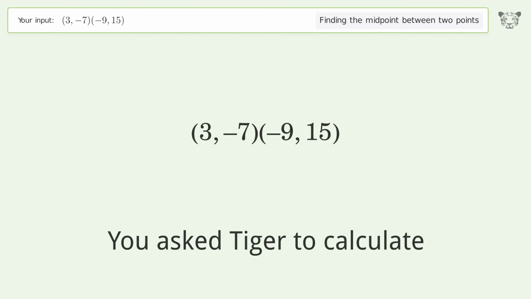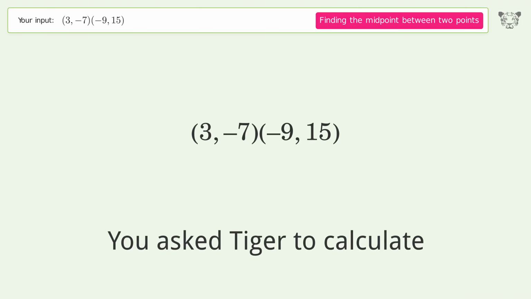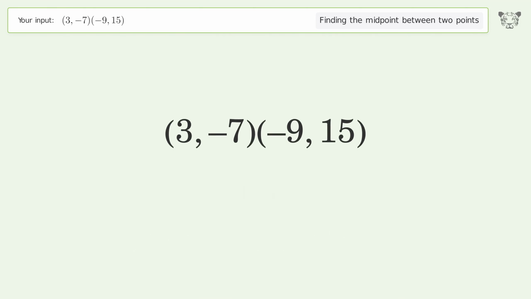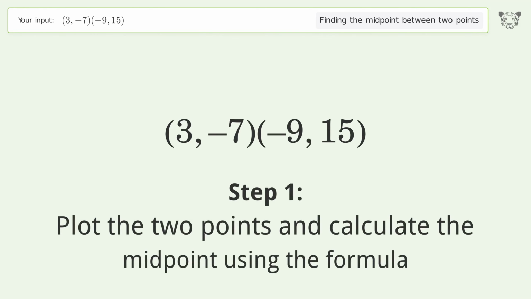You ask Tiger to calculate. This deals with finding the midpoint between 2 points. The midpoint between the 2 points is -3, 4. Let's solve it step by step. Plot the 2 points and calculate the midpoint using the formula.